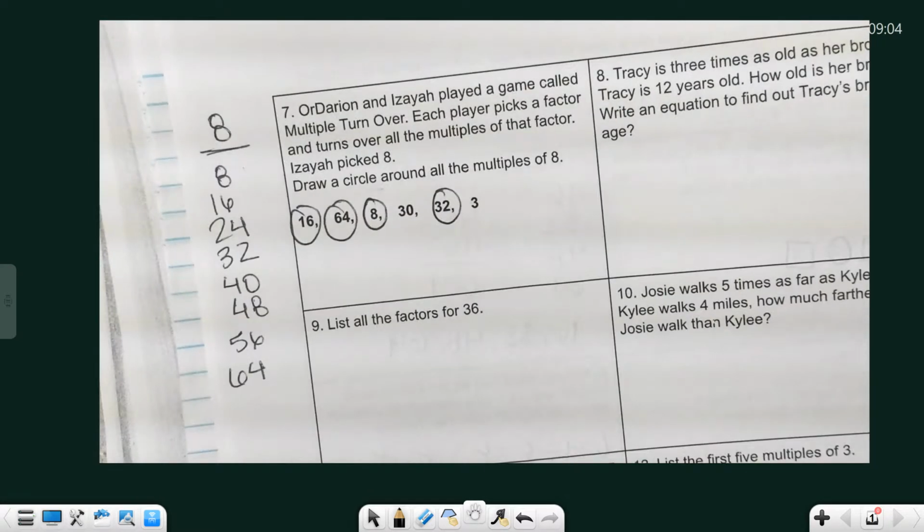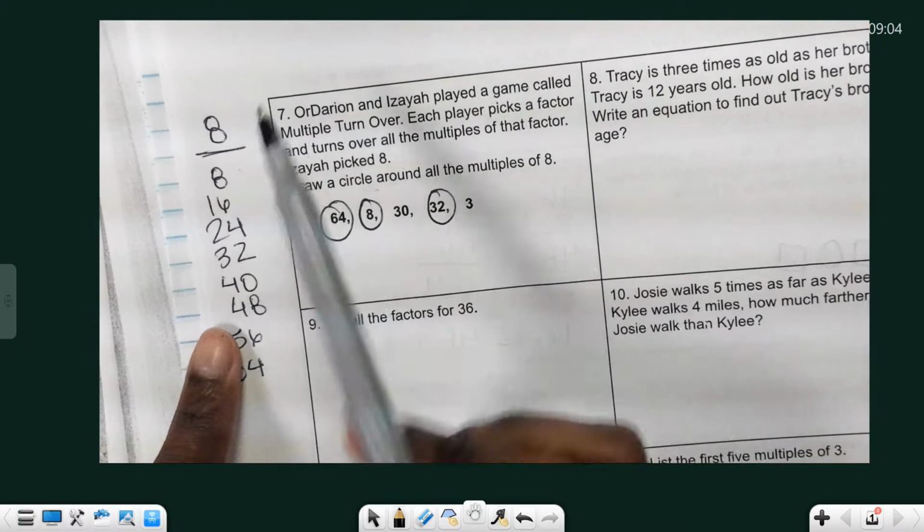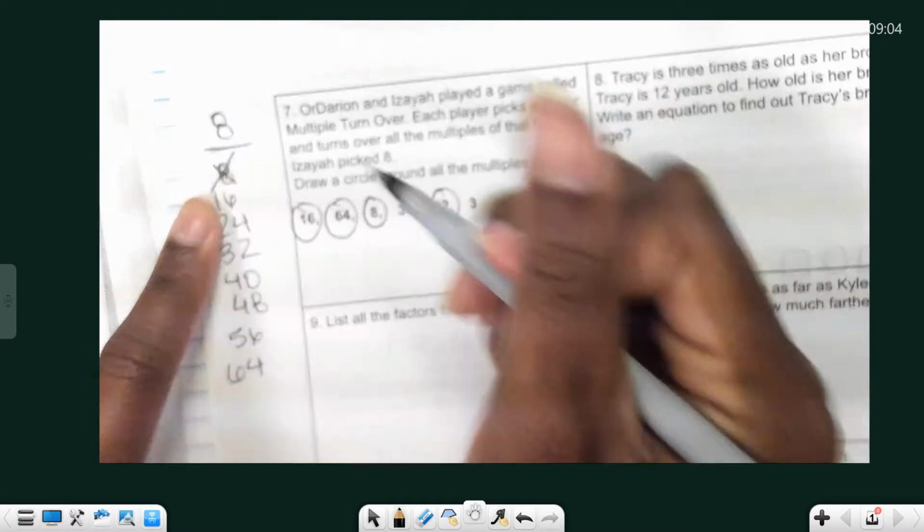So if you get a question about a multiple turnover, the best thing to do is take that factor that they say, go ahead and do your skip counting on the side. Leave it on your paper so you can go back. You see how I went back? I saw 8, circle 8.